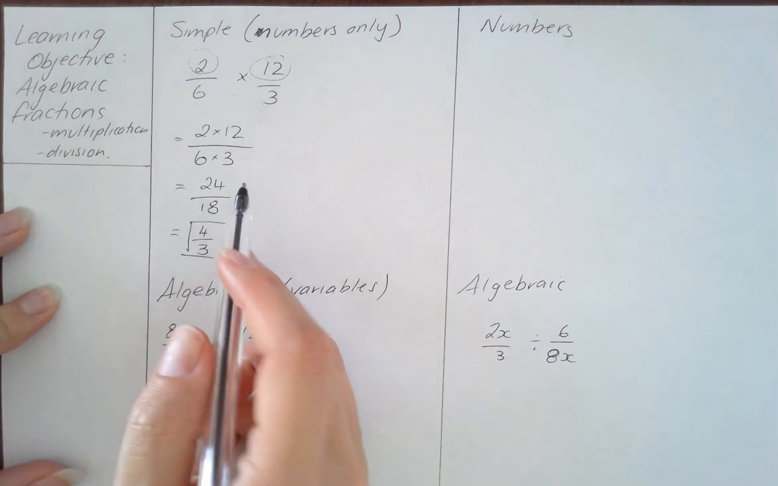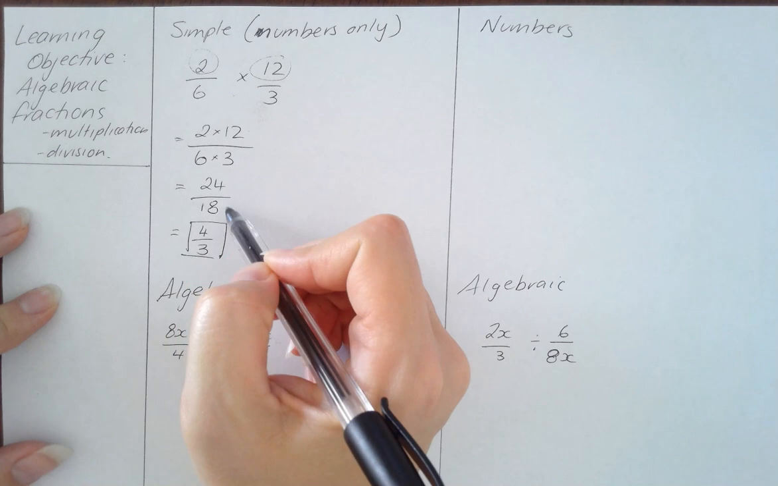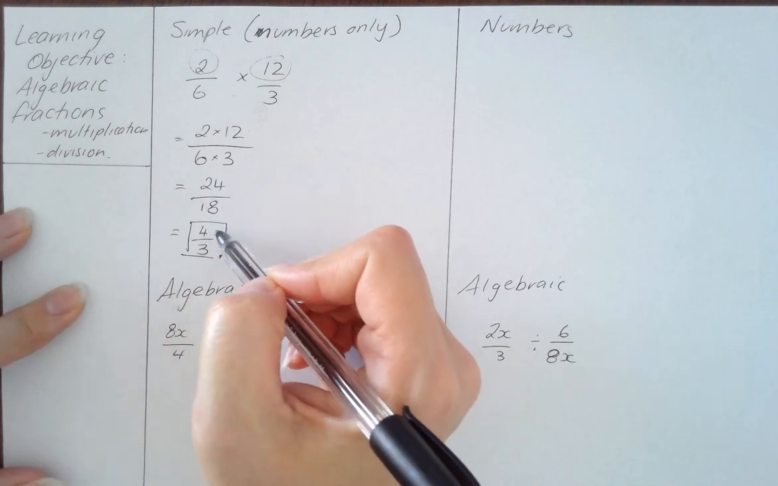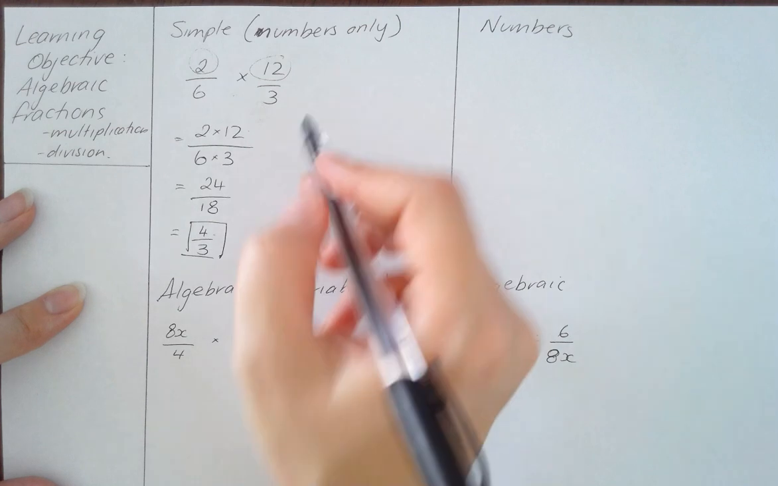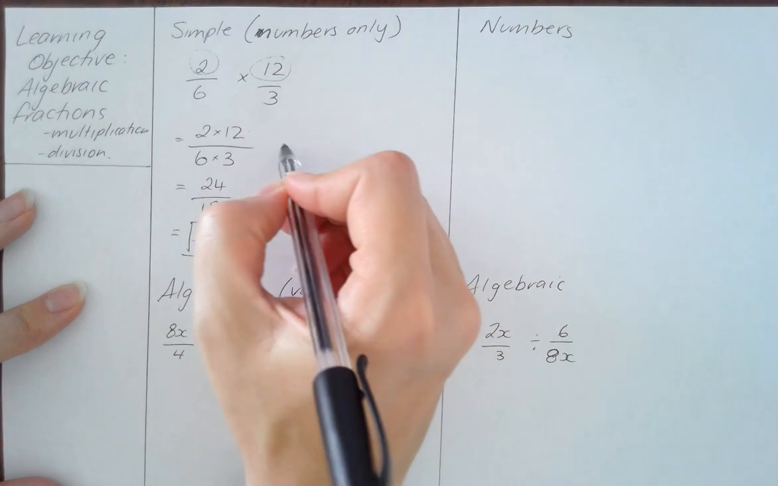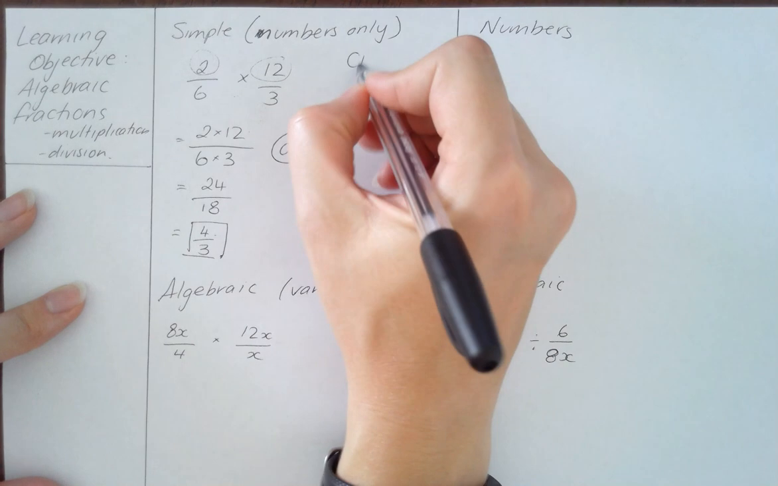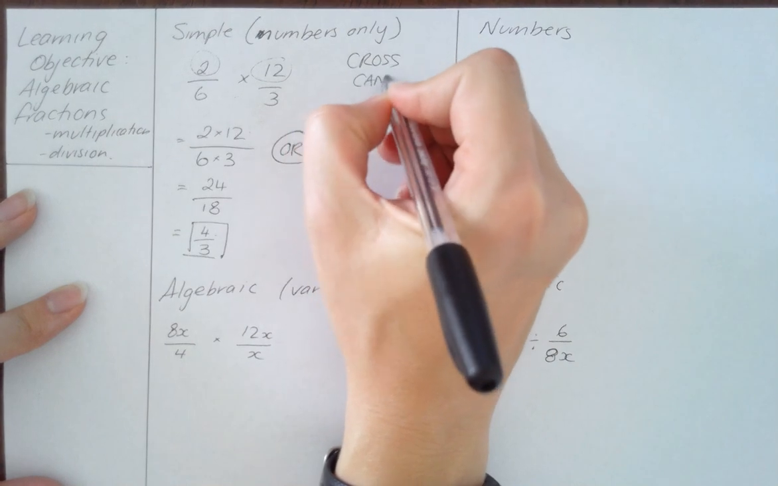What I need you to concentrate on here is that this actually takes quite a few steps, and it gets us to quite a large fraction that we need to simplify down. We can practice by cross-cancelling, which is a kind of shortcut method. So I'm going to write OR here, and we're going to teach you the cross-cancelling method.